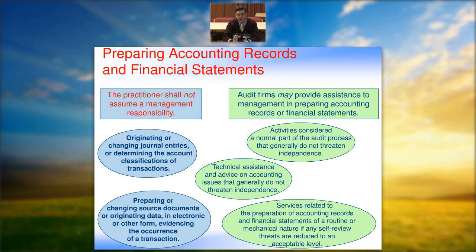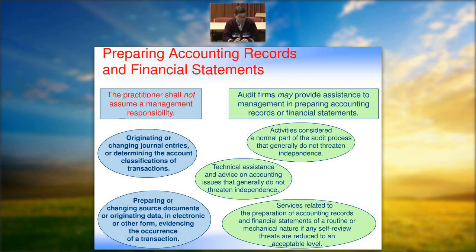statements, and you'll see when you come to the question that we're looking at that this question is in this grey area somewhere. Obviously, you're allowed to carry out activities considered a normal part of the audit process that do not threaten independence. You are also, and this is probably the key to the question that we're going to look at, allowed to give technical assistance and advice on accounting and issues that generally do not threaten independence. So it's in there somewhere, and you'll see what I mean when we look at the question in a second.